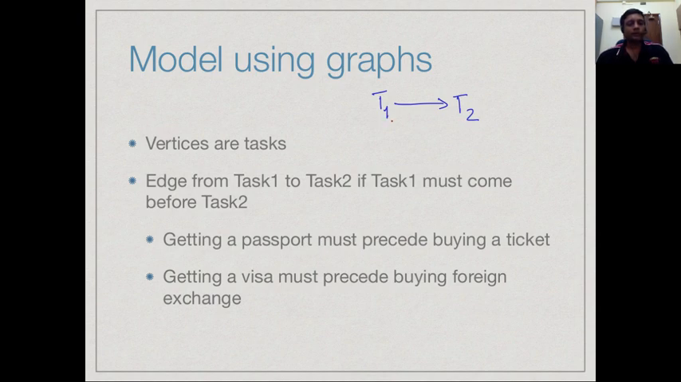So as an example, getting a passport must come before buying a ticket. So if T1 is getting a passport, T2 could be getting a ticket. Similarly, you must have a visa before you buy foreign exchange. So there will be an edge from getting a visa to buying foreign exchange.